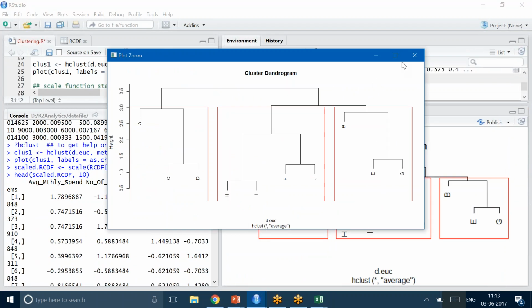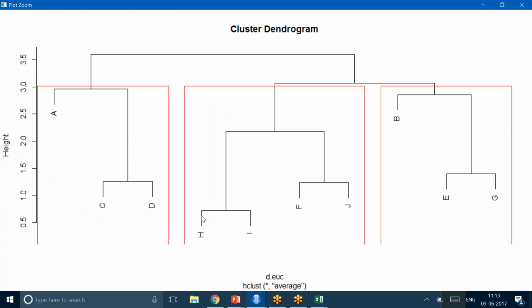Zoom. If you see this H and I, of all the horizontal lines, the lowest line is here. If I draw a line parallel from here till here, it will be 0.7 something only.